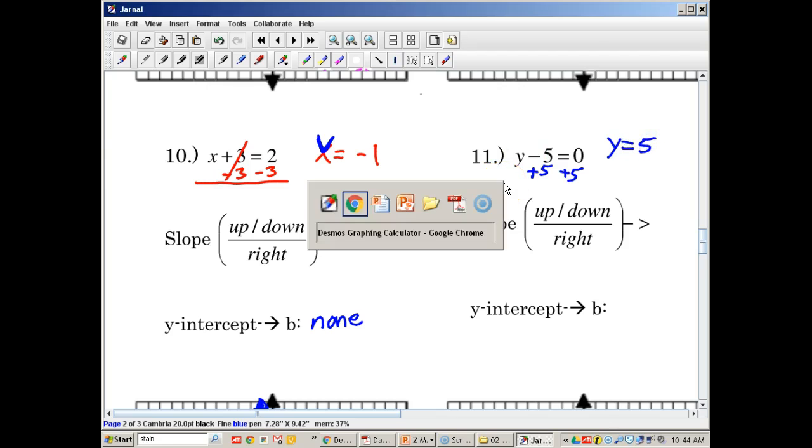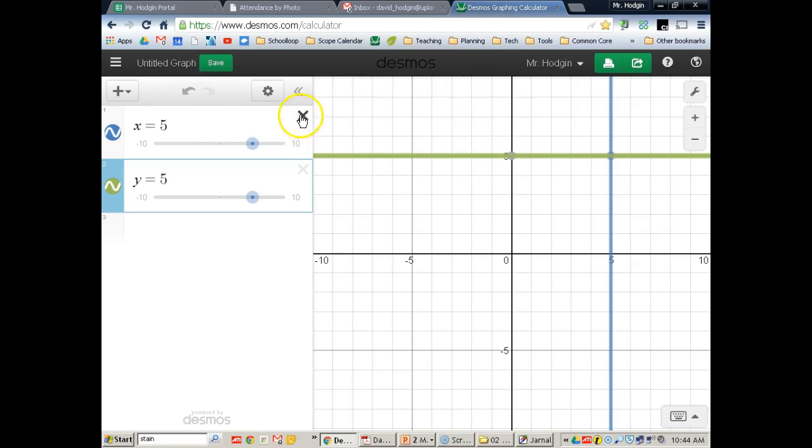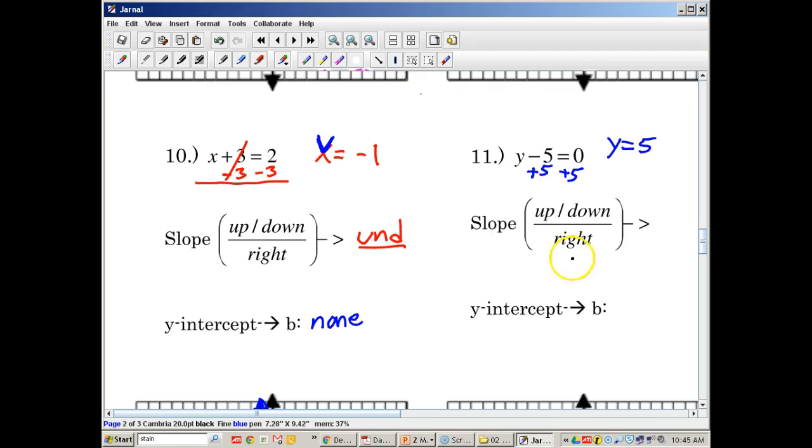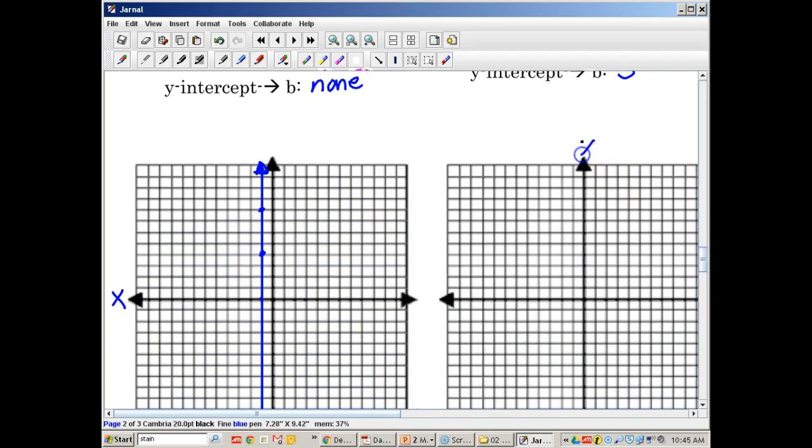Right? Which looks like this. Y-intercept of 5, but the slope is 0. The rise is 0. It doesn't go up. So the slope is 0. The y-intercept is 5. So here, y equals 5. 1, 2, 3, 4, 5. There we go.